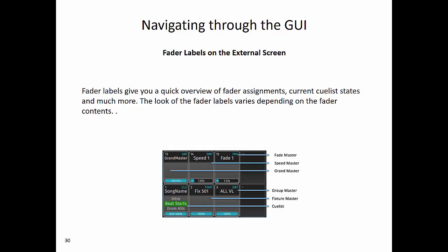Fader labels on the external screen. Fader labels give you a quick overview of fader assignments, current cue list states, and much more. The look of the fader labels varies depending upon the fader content. You can see here there are fade masters, speed masters, and grandmaster indicators for the different fader assignments, as well as group masters, fixture masters, and cue lists.